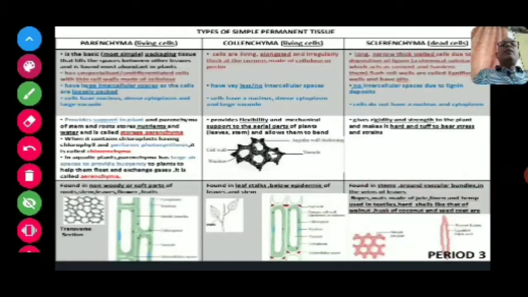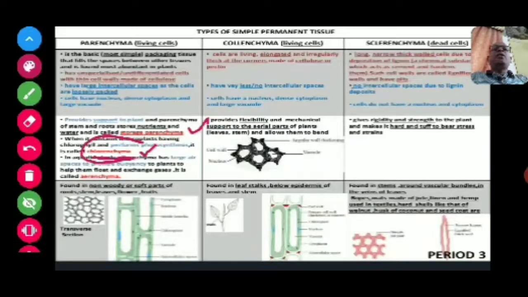Now, the second point of difference between parenchyma, collenchyma and sclerenchyma is that parenchyma provides support to plants. Parenchyma of stem and roots stores nutrients and water, and that's why it is called storage parenchyma. And when it contains chloroplast, then the color of the parenchymatous tissue becomes green.